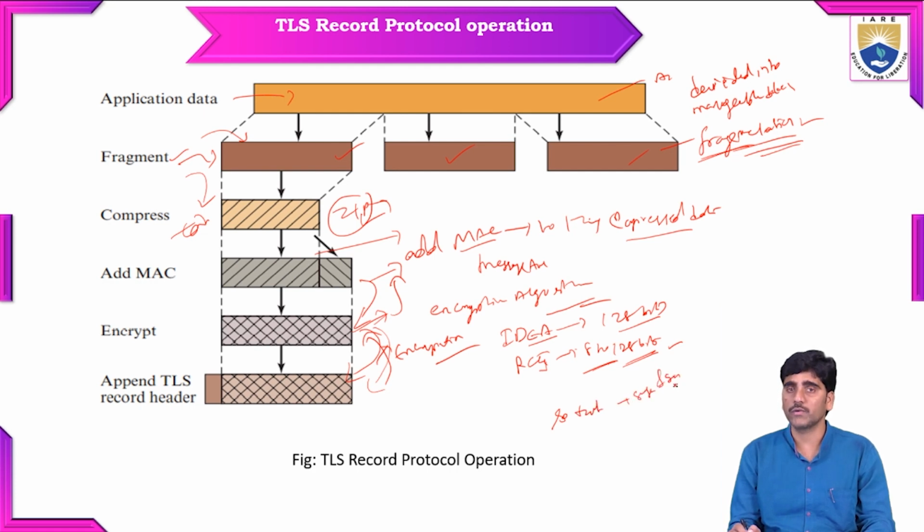Very safe and secure, because it is taken by the MAC algorithm, which means it is generated by the MAC key. Then next it is followed by the encryption process and appending the TLS header also. Because of all these operations, we can say that the data is in a safe and secure place. So this is all about the TLS record protocol operation.